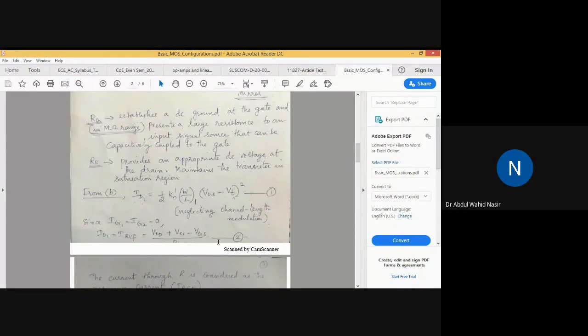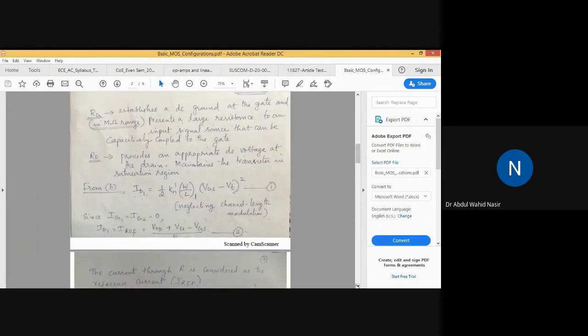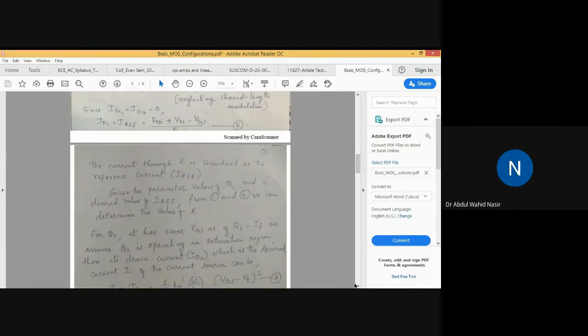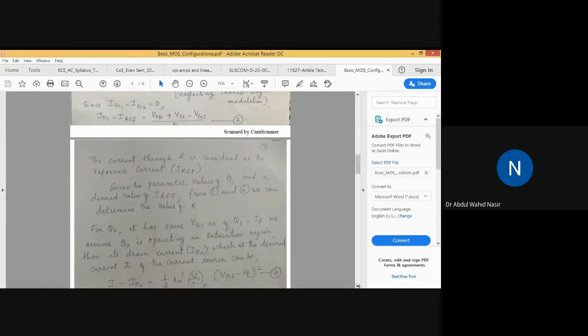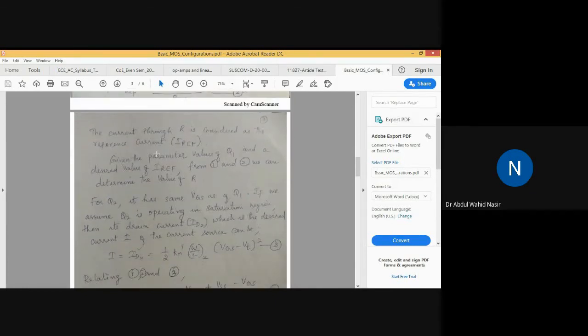Any doubt in equation number 2? It is easy. The current through R is considered as the reference current, I reference, as I already told you. Given the parameter values of Q1 and the desired value of I reference from equations 1 and 2, we can determine the value of R. So I reference you can choose as per the requirement, and that value can be set with the help of R.